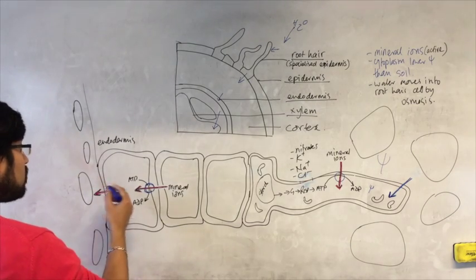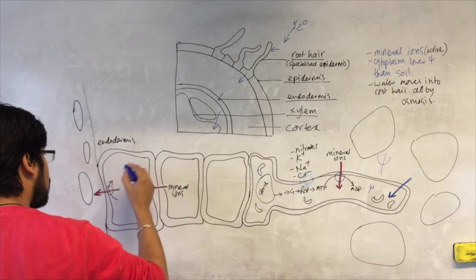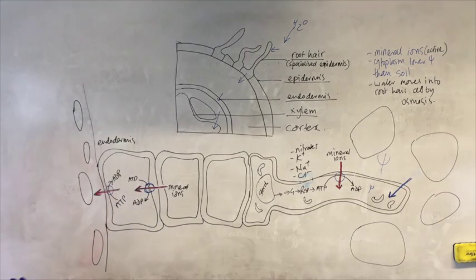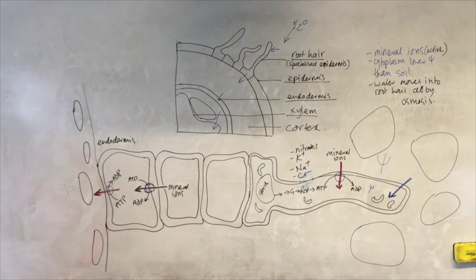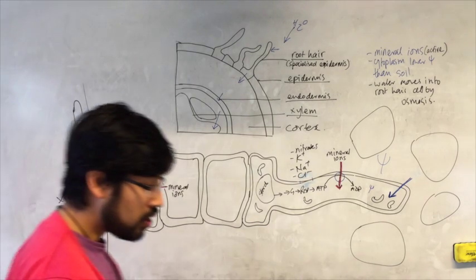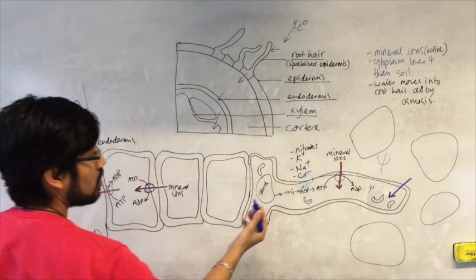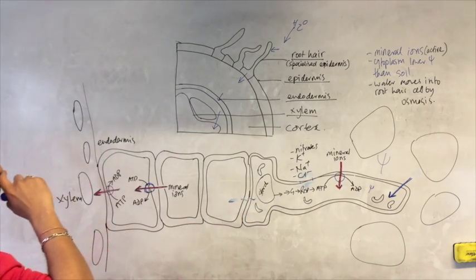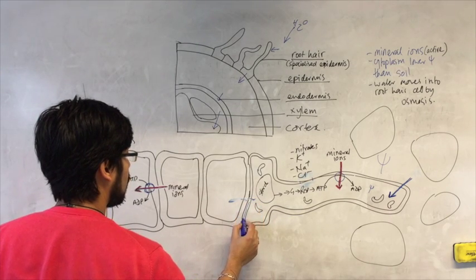Okay, so by actively moving these mineral ions, we're actually guiding the movement of water to where we want it to go. Okay, so mineral ions from the cortex into the xylem. All right, and therefore, because we are lowering the water potential where we move the mineral ions, water then follows. Okay, and what I will do is just highlight that.